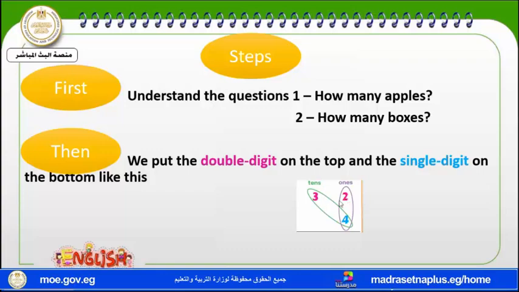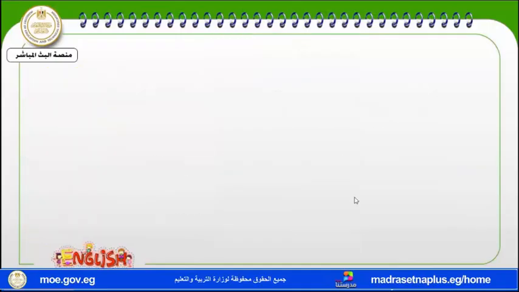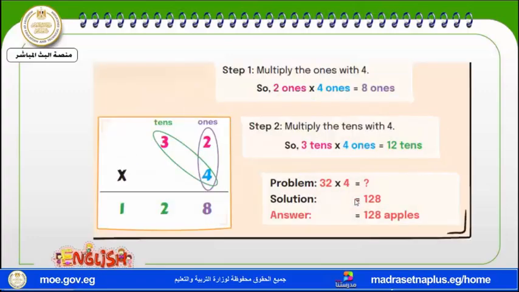Two numbers. What is this number? It's 32. Is it the number of boxes or the number of apples? Yes, it is the number of apples. We have put the double digit at the top, the tens and the ones, and here the single digit in the ones only, under it. And finally, we are going to multiply. So what will we have as a result? We need to multiply the ones with 4.